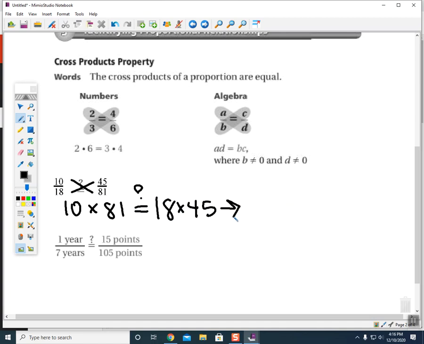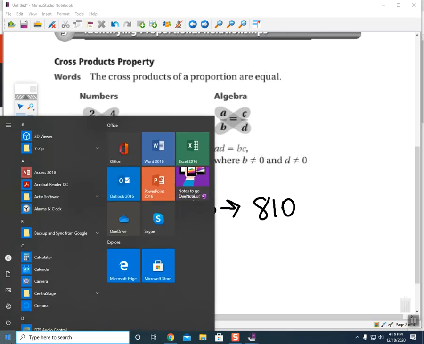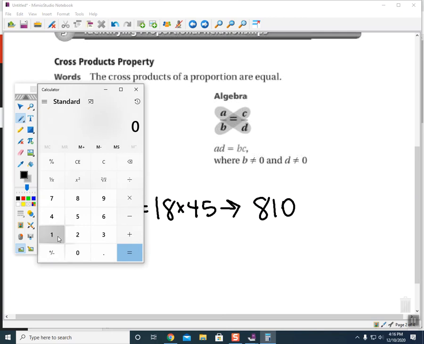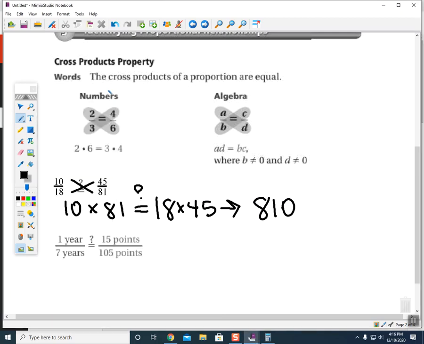Okay, well, 10 times 81 is going to give me 810. Let's go ahead and figure out what 18 times 45 gives us. So we'll put up a calculator. 18 times 45 also gives me 810. So this is a proportion.